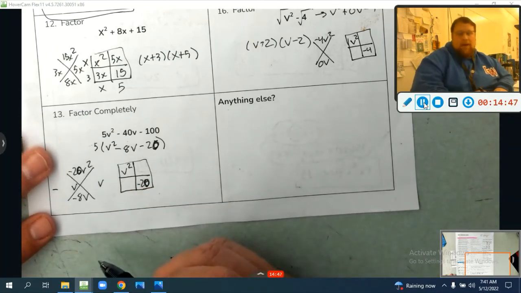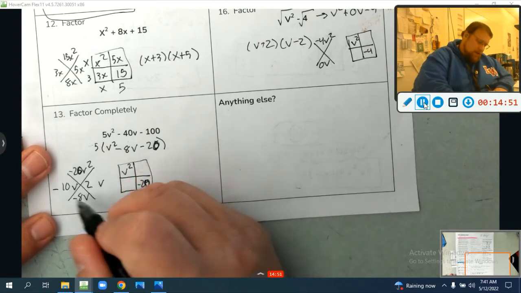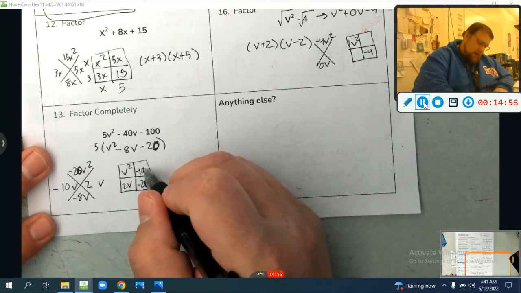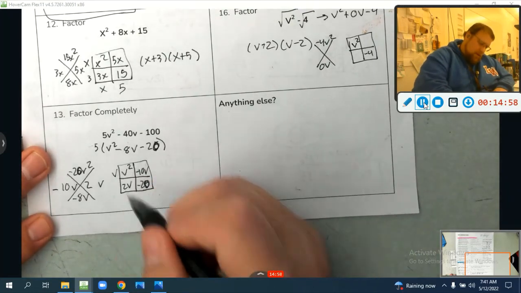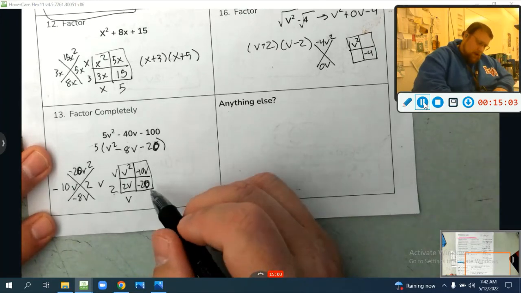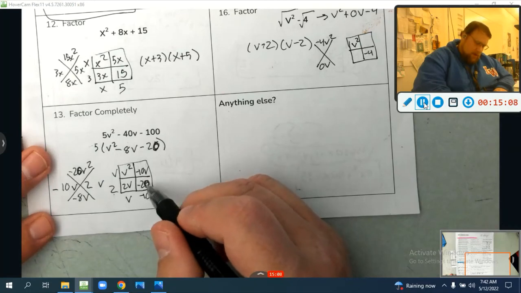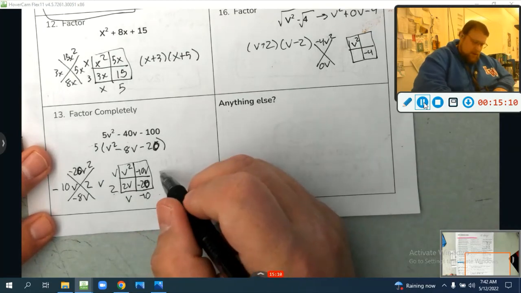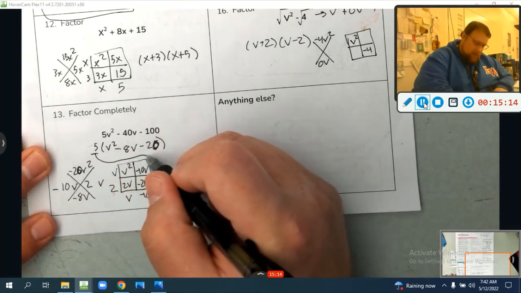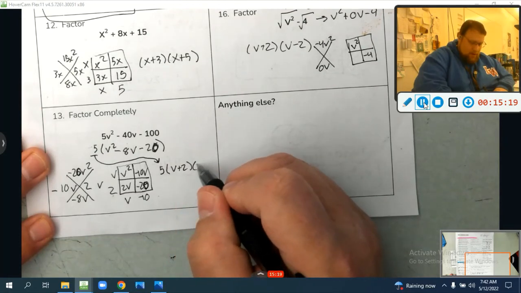If I have a negative 10v plus 2v, that'd make negative 8v. So let's do this. I'm going to have 2v, negative 10v, and I can pull a v out. Down here I can pull a 2 out. I know that v times v is v squared. 2 times v is 2v. And then right here, negative 10. And that works. Negative 10 times 2 is negative 20. So here's how you write the final answer. Don't forget your 5, right? We got to pull that down. Times v plus 2, v minus 10. Boom. Right there.